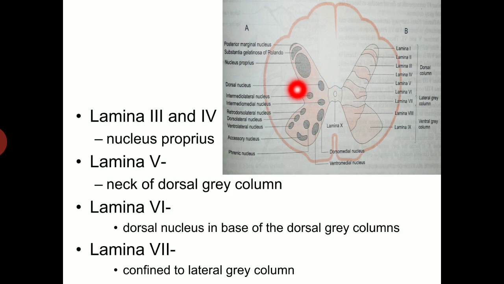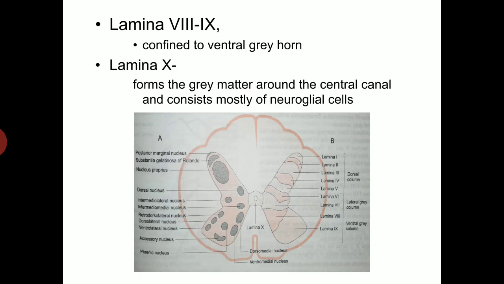Lamina 5, neck of the dorsal gray column. Lamina 6, dorsal nucleus in the base of the dorsal gray column. Lamina 7, confined to the lateral gray column. Laminae 8 and 9, confined to the ventral gray horn. Lamina 10 forms gray matter around the central canal and consists mostly of neuroglial cells.